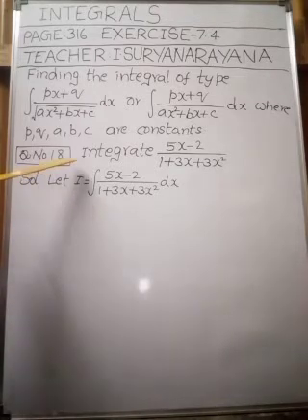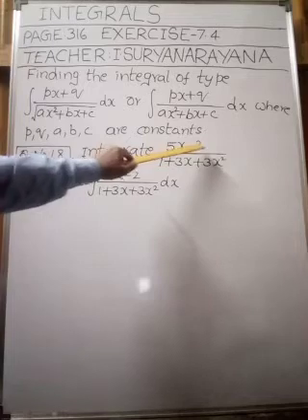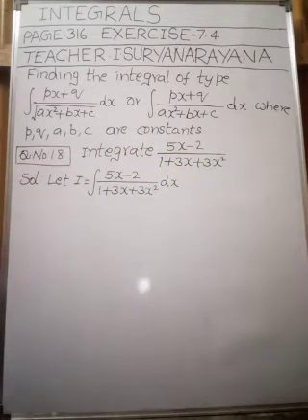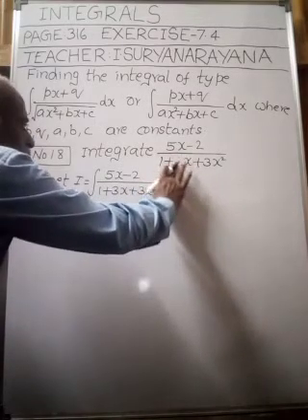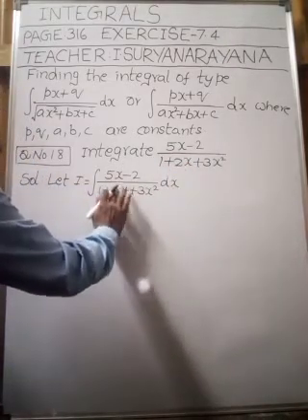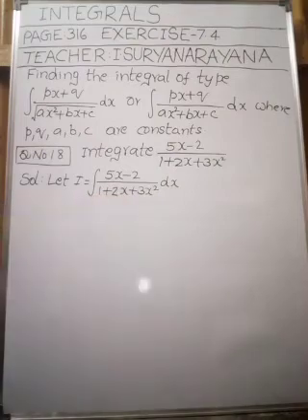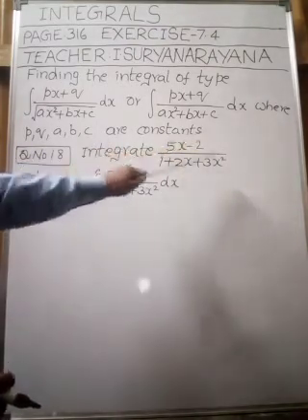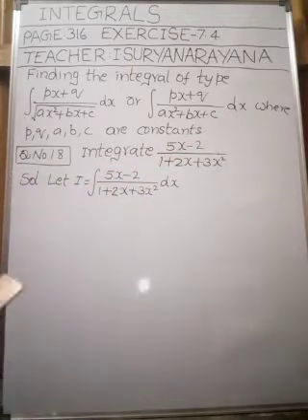Come to question number 18. Integrate (5x minus 2) whole divided by (1 plus 2x plus 3x square). This is the given function. We have to find the integral of this function. Understood this question, my dear children?